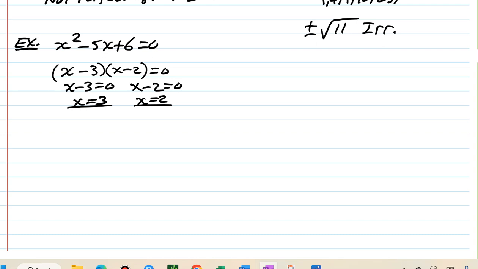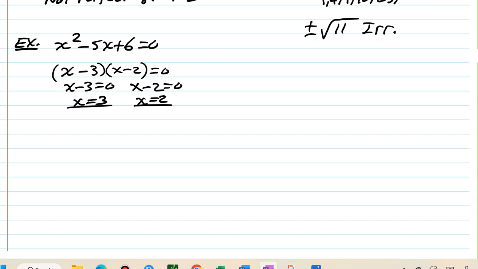We could have done this by the quadratic formula. We could have done it by the square root property. We could have done it by completing the square, which invariably leads to the square root method, because we get the square of a binomial and we have to take the square root of both sides.